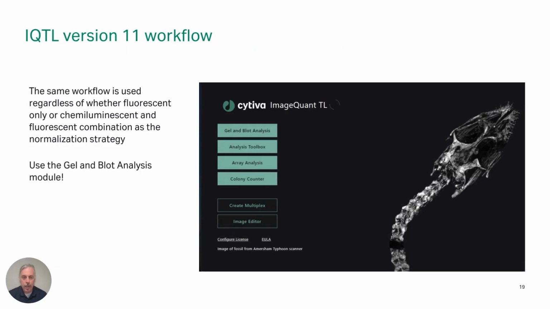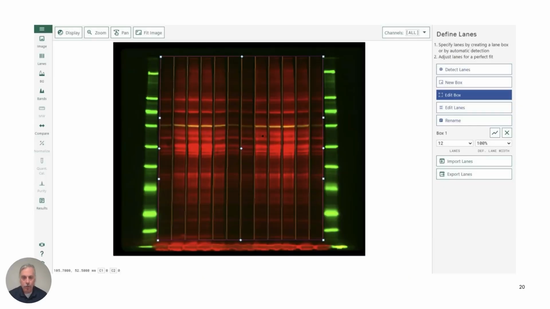Now, to do that normalization approach, either with the housekeeping protein or with the total protein, we're going to use a software package. You could use whatever software package and then extract the volumes and put that into Excel and do the division in there. But actually in this software, the ImageQuant Total Lab version 11, it's built into the software to be able to do that normalization procedure. And then here we're going to use this gel and blot analysis module.